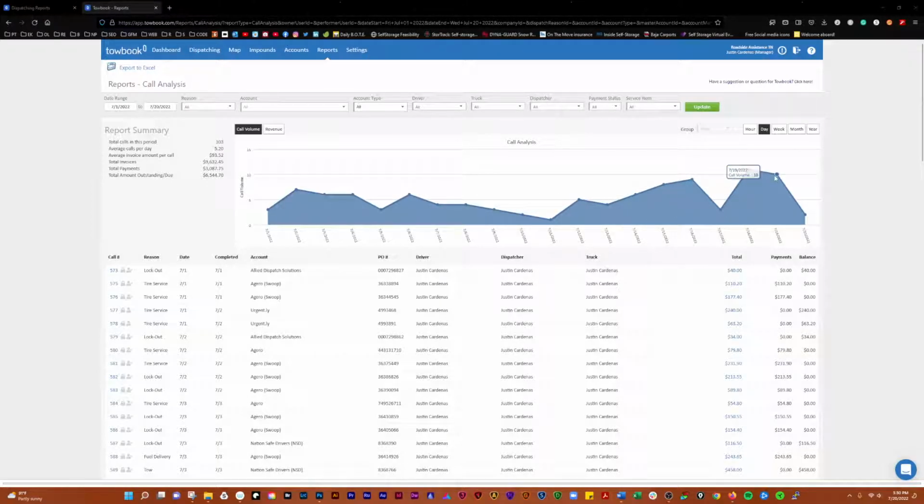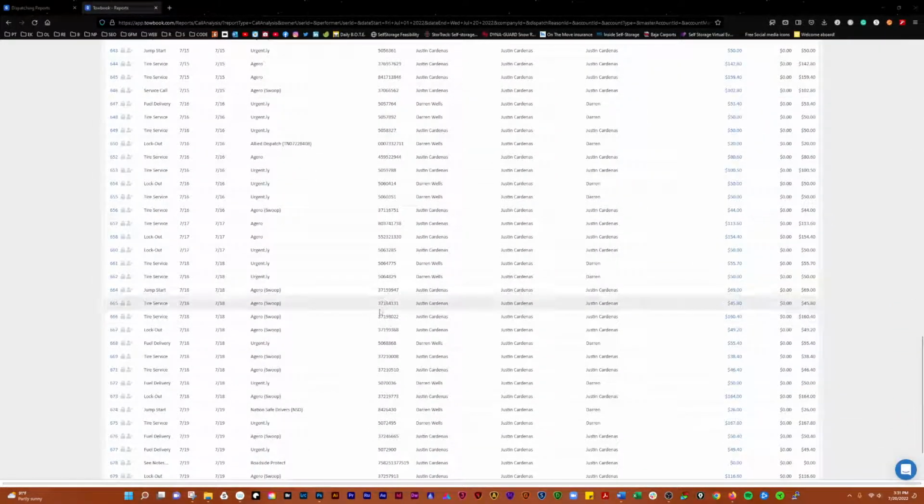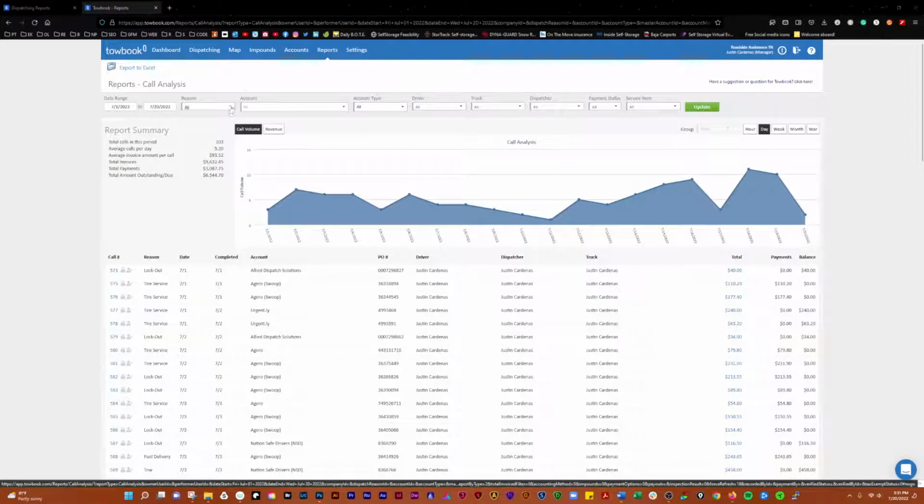And then, how do I need to plan and schedule my drivers? What days of the week am I making the most money? What days of the week can I maybe take off a day and not really affect my business? So you can use it in that manner. To do that, you can always export everything to Excel. And again, you get a full breakdown of all the calls there.